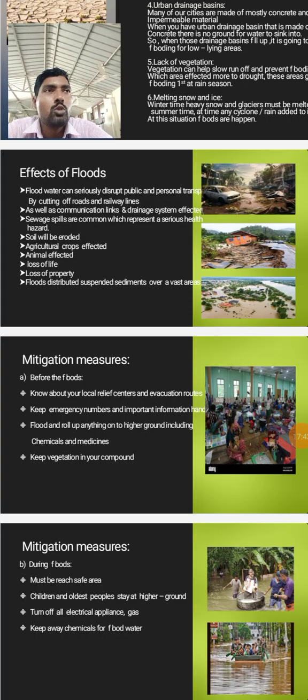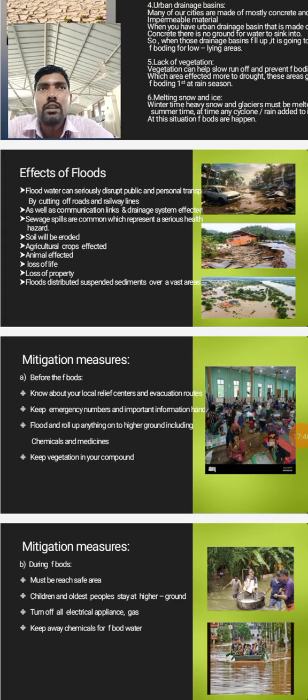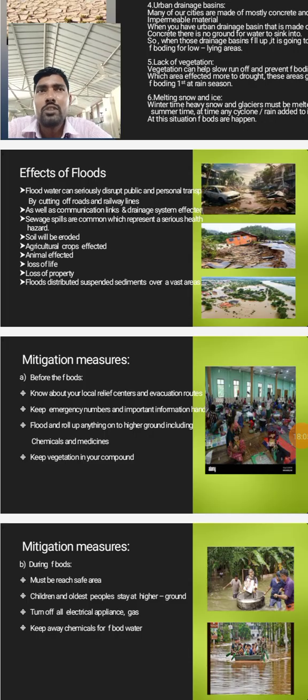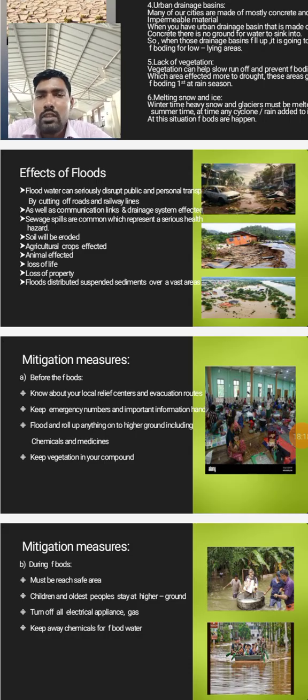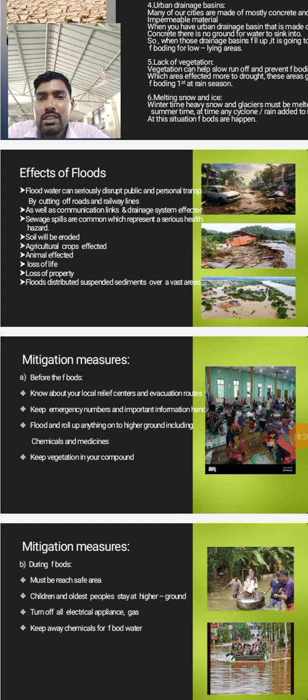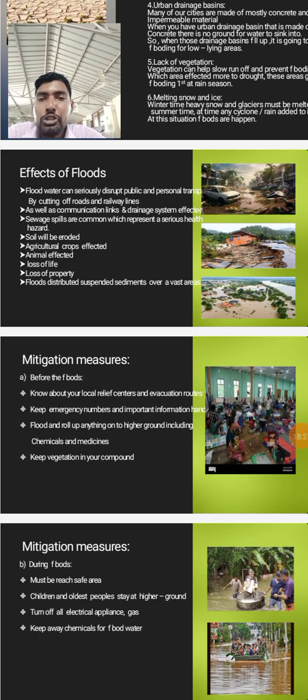In communication, we may not have power supply, there may be electrical problems, and cell towers may also be affected due to high wind and high precipitation. Communication will also be affected. Sewage spills are common and a serious health hazard. Prolonged rain creates mosquitoes, and bacterial content increases, which causes health issues. Soil will be eroded, agricultural crops and animals affected, with loss of life and property. Floods distribute suspended sediments like soil, silt, and clay materials.